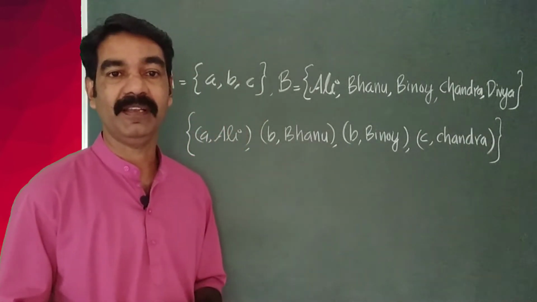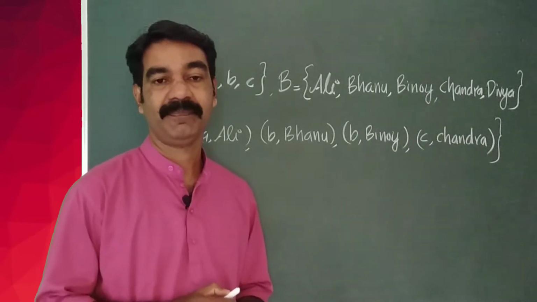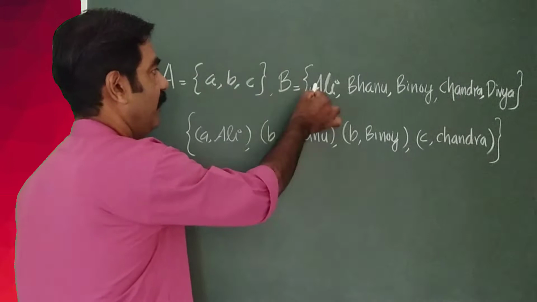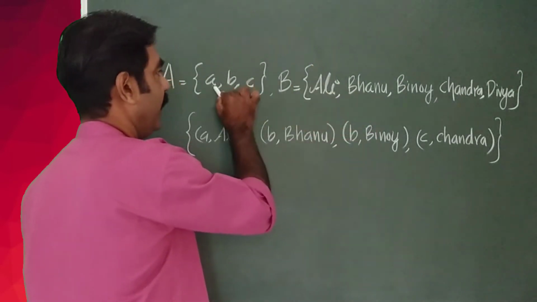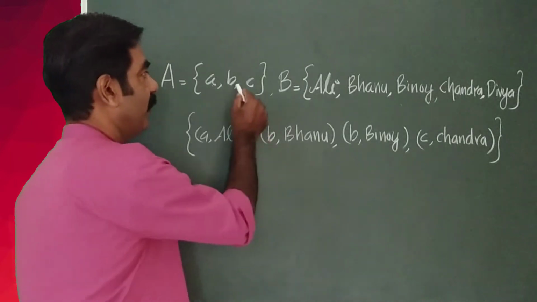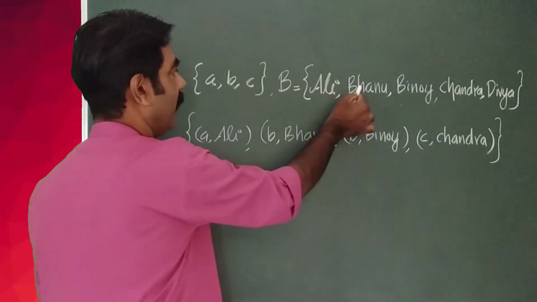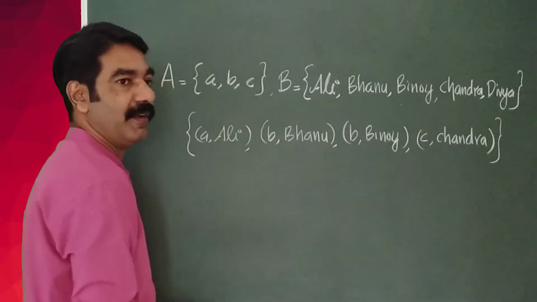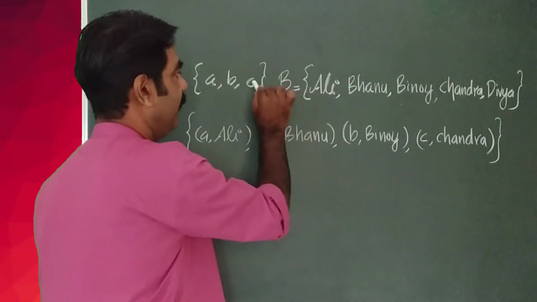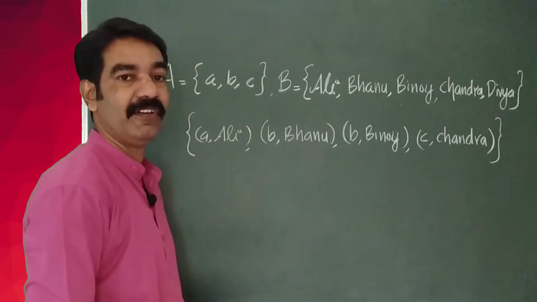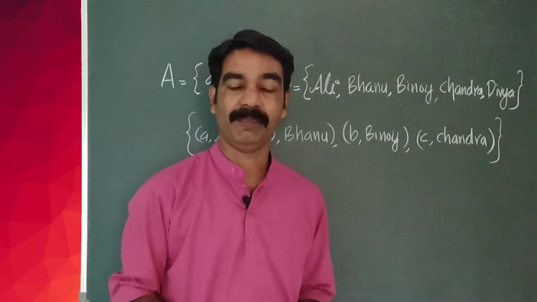A cross B il 15 elements undarikkum. From the 15 elements, it is sure that what? A Ali, A Banu, A Binoy, A Chandra, A Divya, then what? B Ali, B Banu, B Binoy, B Chandra, B Divya, and what? C Ali, C Banu, C Binoy, C Chandra, and what? C Divya. There are 15 ordered pairs.